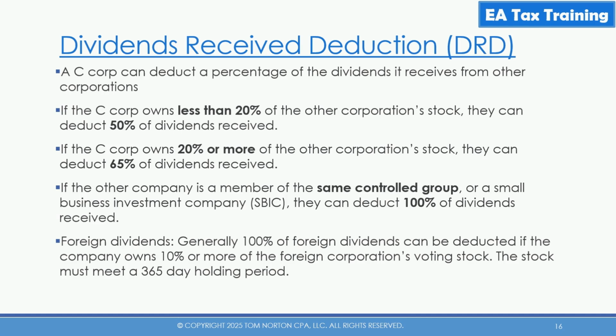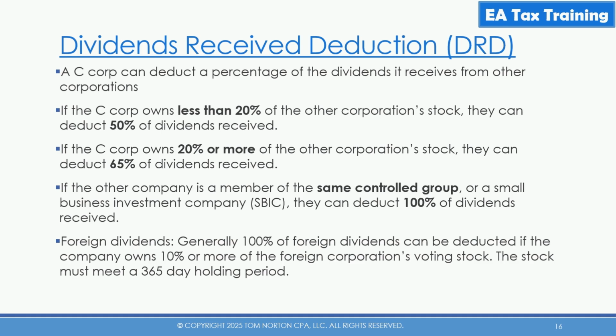A C corporation can deduct a percentage of the dividends it receives from other corporations. In other words, it owns part or all of another corporation. It gets dividends from that corporation, so that counts in income, but they are allowed to deduct a certain percentage of that depending on the circumstances. If the C Corp owns less than 20% of the other corporation's stock, then they can deduct half of the dividends that they receive from that corporation, 50%.